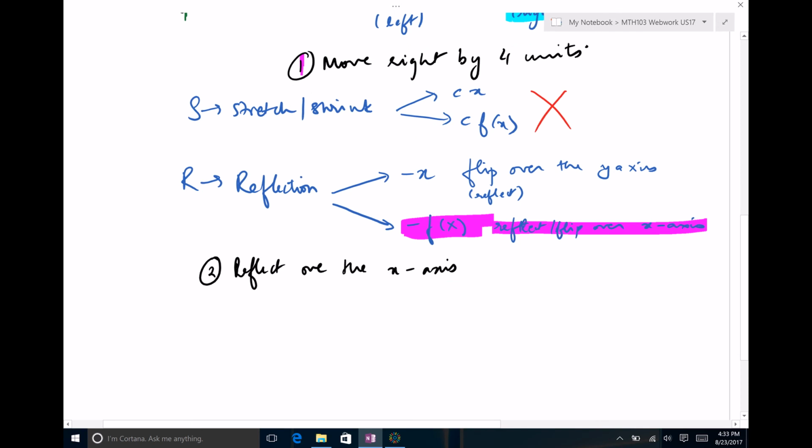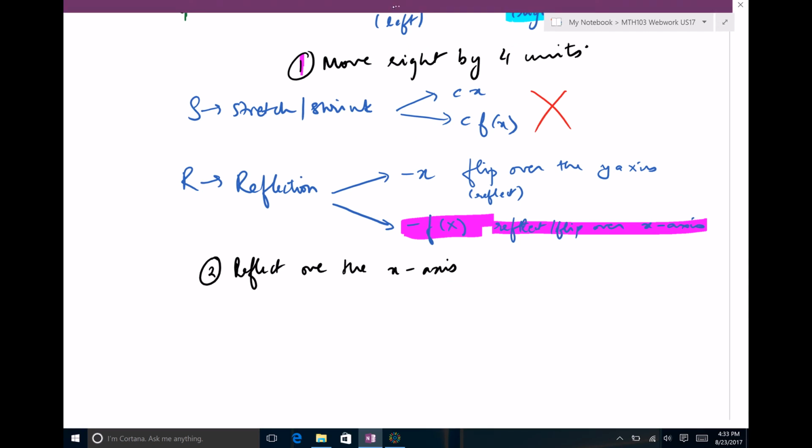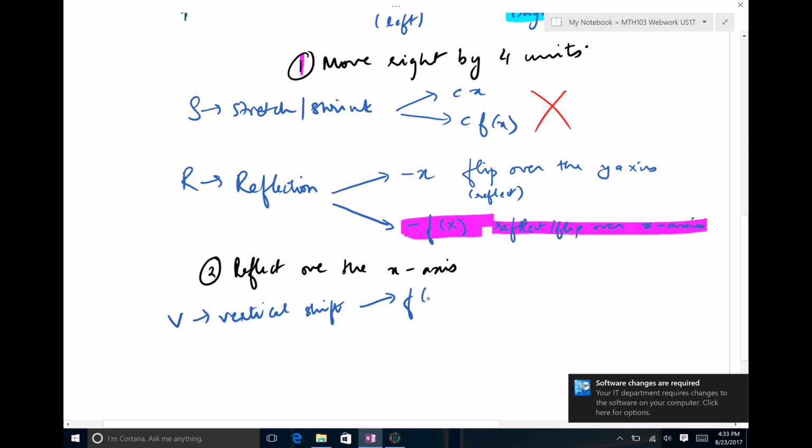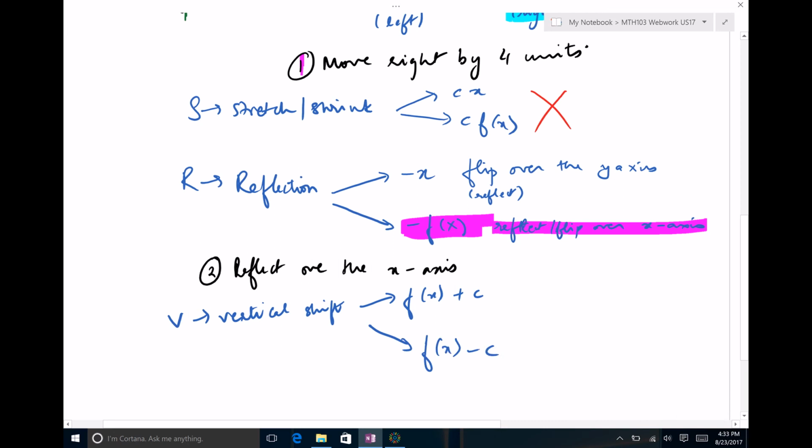Finally, we're done with H, S, and R. Finally, we want to check if there is any vertical shift at all. V is for vertical shift. Now, vertical shift is characterized by one of two things. Either your function itself has a number added to it, or your function itself has a number subtracted from it.